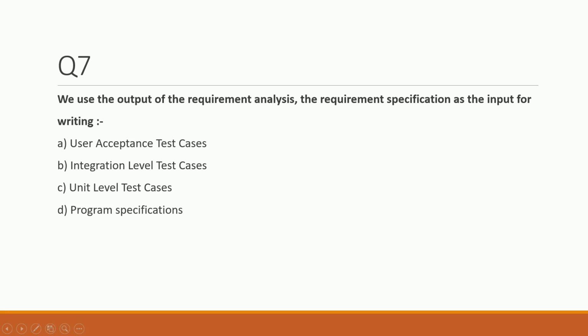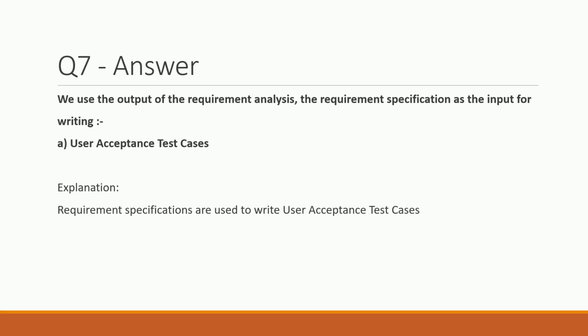Question 7: we use the output of the requirement analysis, the requirement specification, as input for writing user acceptance test cases, integration level test cases, unit level test cases, or program specification. So the correct answer is user acceptance test cases. Requirement specifications are used to write user acceptance test cases.